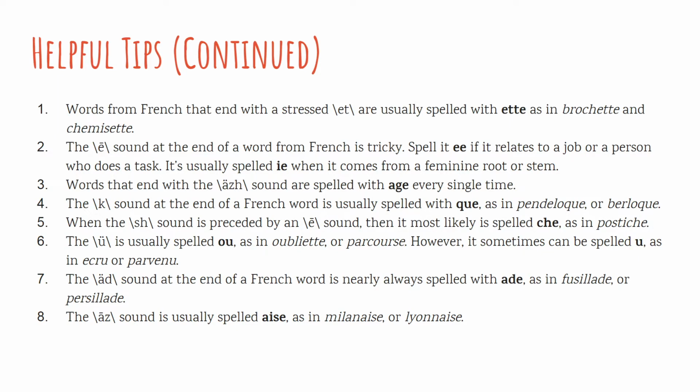Next, we have the odd sound. The odd sound at the end of French words is nearly always spelled ade, as in fusillade or persillade. And finally, the a's sound is usually spelled aise at the end of words, as in Milanese or Lyonnaise. So another example of that is mayonnaise.